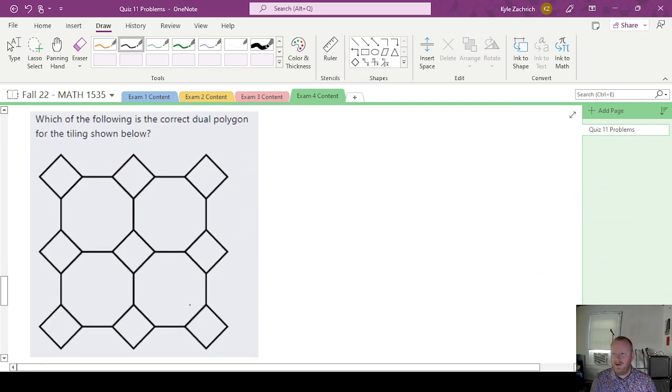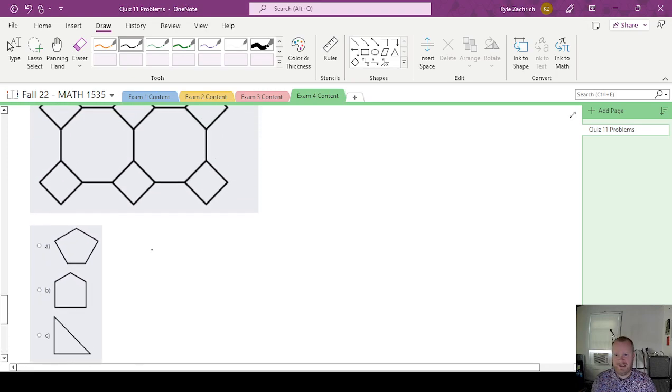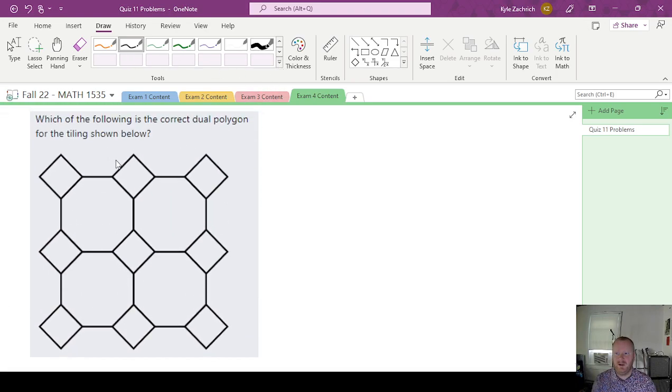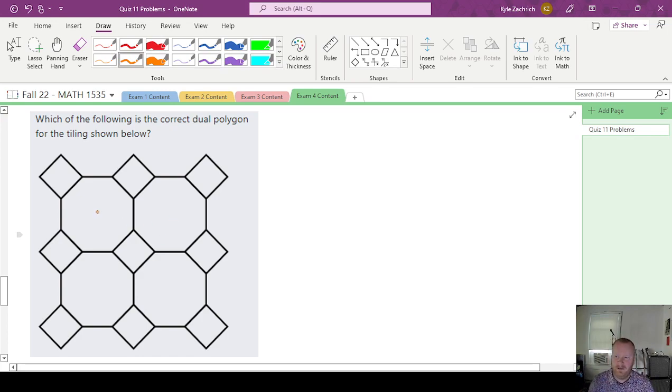Okay, this next one is asking which of the following is the correct dual polygon for the tiling shown below? And then we've got a list of options here. So just remembering what the dual polygon looks like, we take, so let's look at this vertex here, right? We've got three shapes here that we're interested in. So we would look at the center point of each of those three shapes as best as we can. And we'll try to make a shape with it.